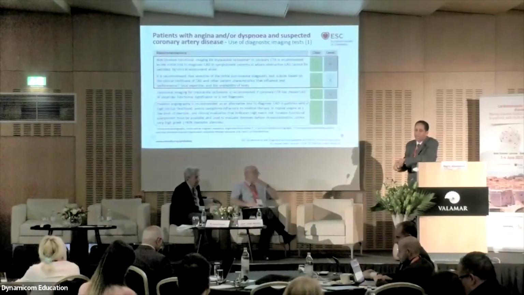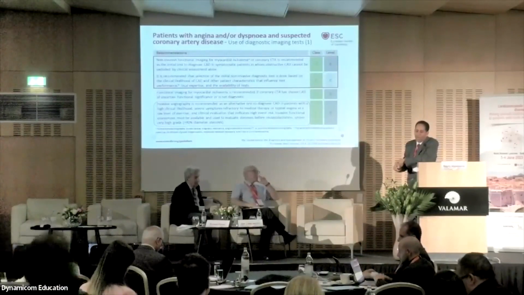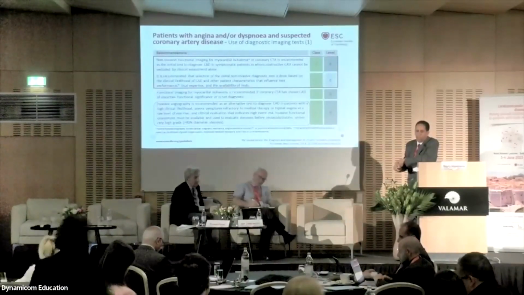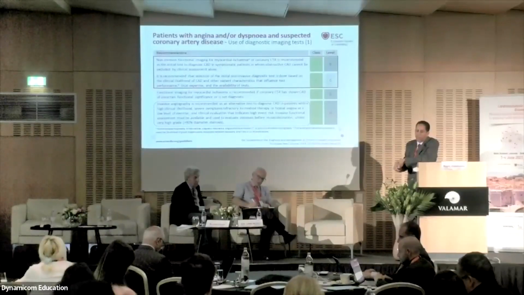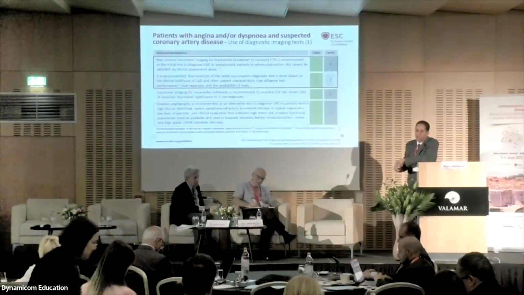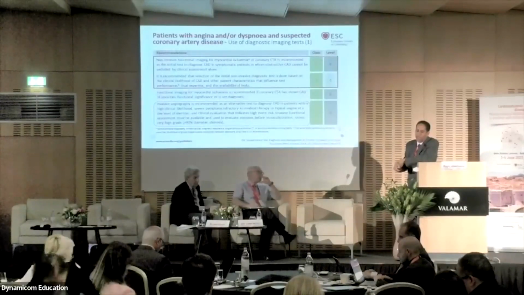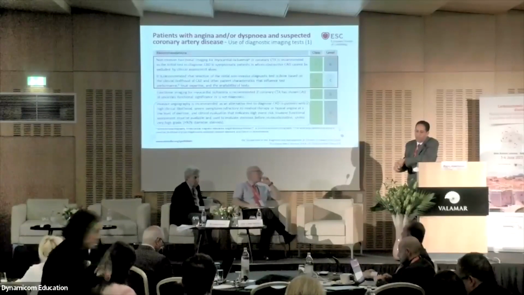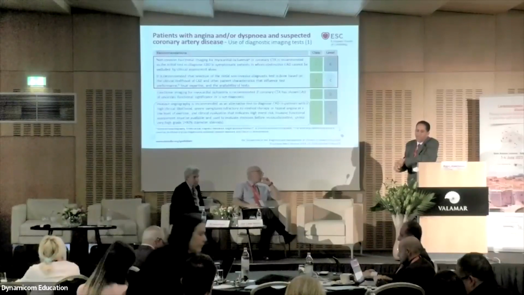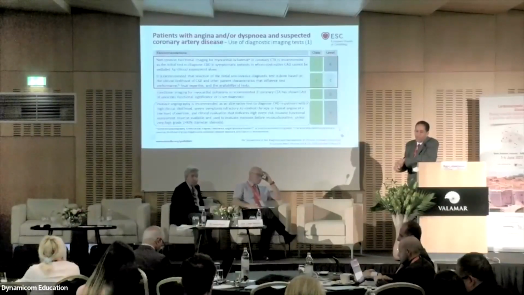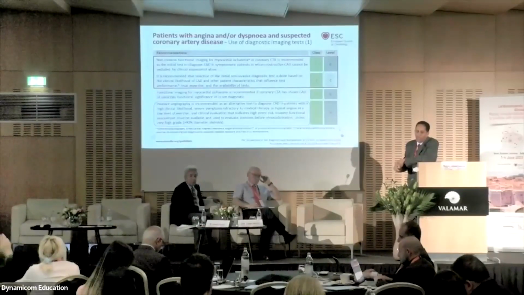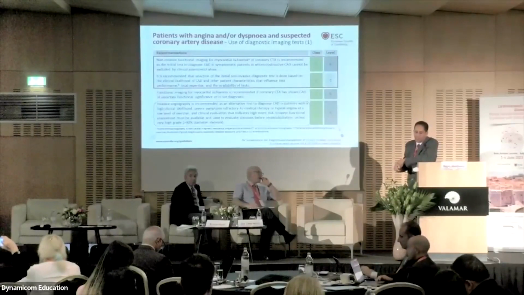So the guidelines specified that non-invasive functional imaging for myocardial ischemia or coronary CT angiography is recommended as the initial test to diagnose coronary artery disease in symptomatic patients in whom obstructive coronary artery disease cannot be excluded by clinical assessment. And this is class 1B recommendation. The selection of the initial non-invasive diagnostic test is based on the clinical likelihood of coronary artery disease and other patient characteristics, according to the availability, the cost, and the local expertise.